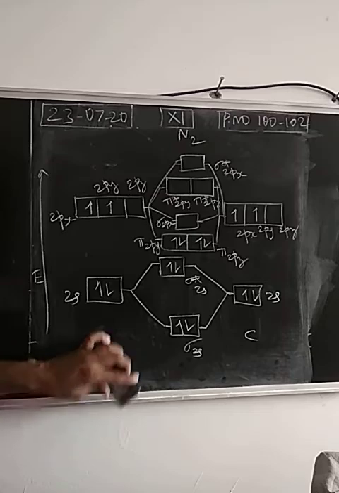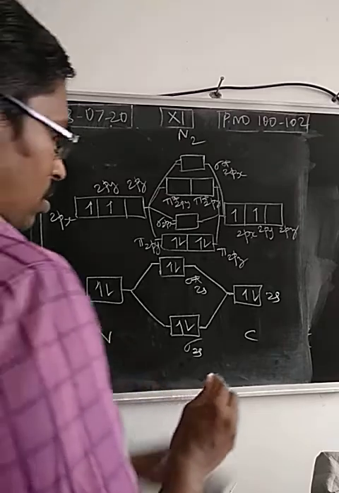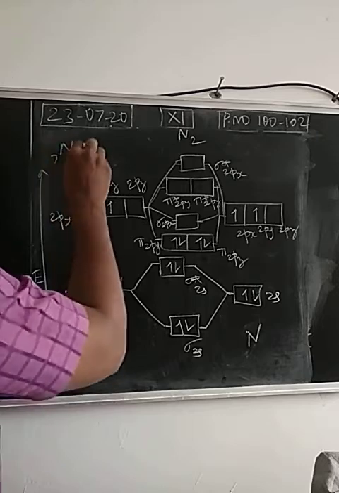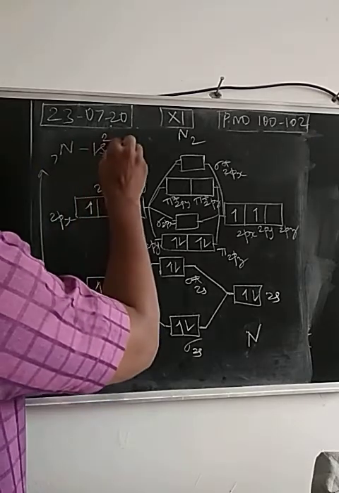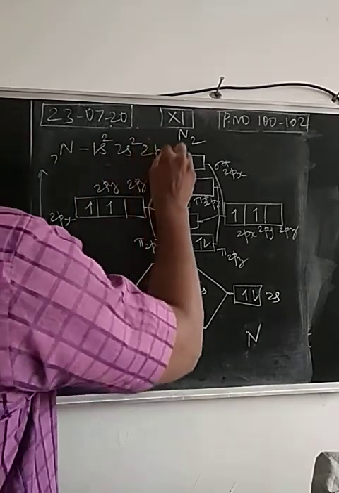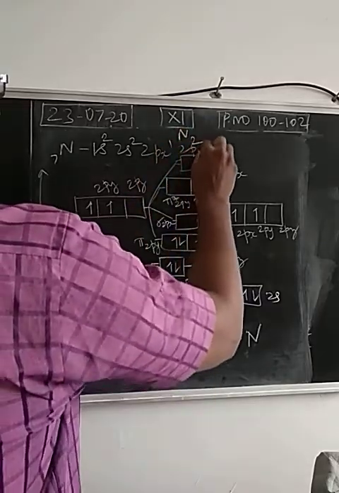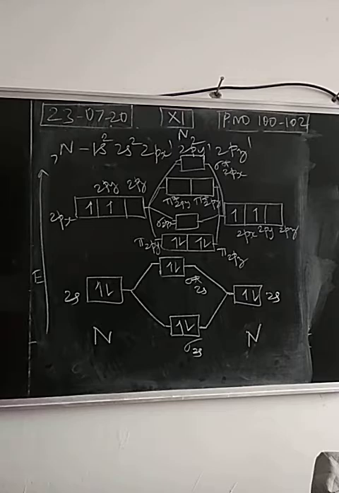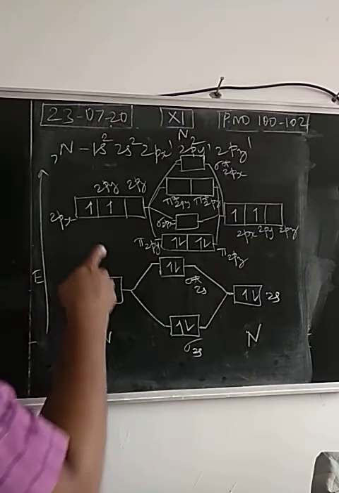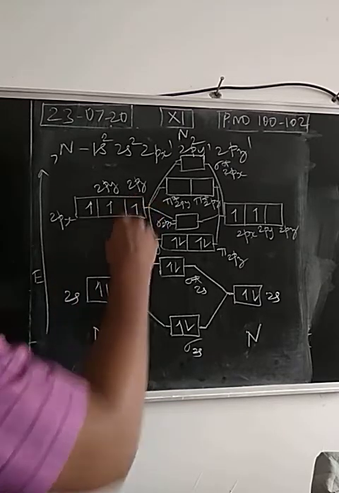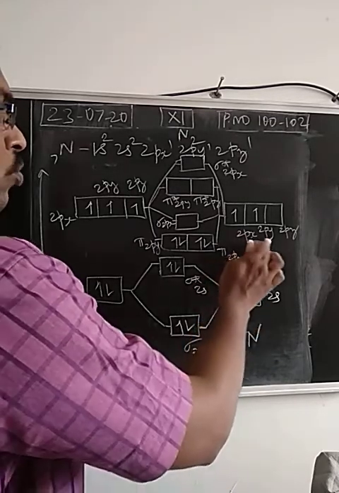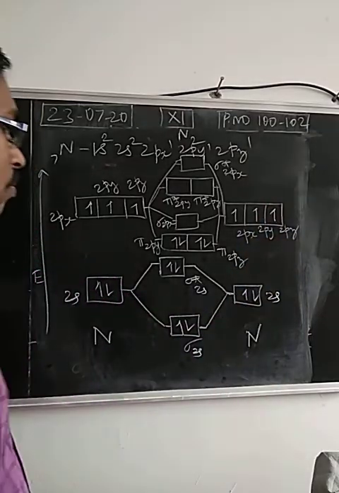Nitrogen. So 2 nitrogen atoms are going to combine. Atomic number of nitrogen is 7. Electronic configuration 1s2, 2s2, 2px1, 2py1, 2pz1. So this is the electronic configuration. For the next nitrogen also the same: 1s2, 2s2, 2px1, 2py1, 2pz1.